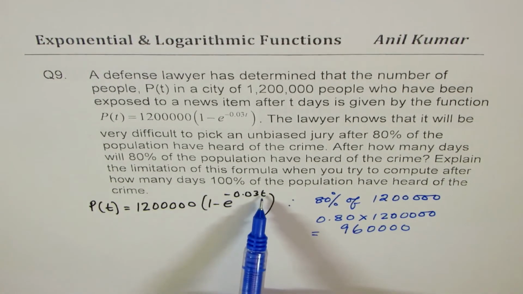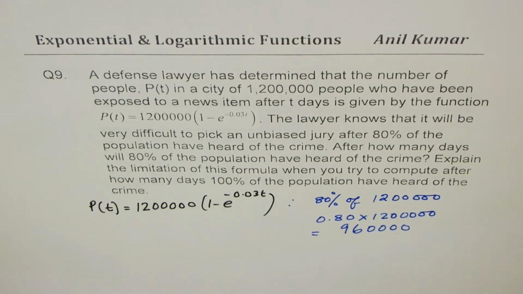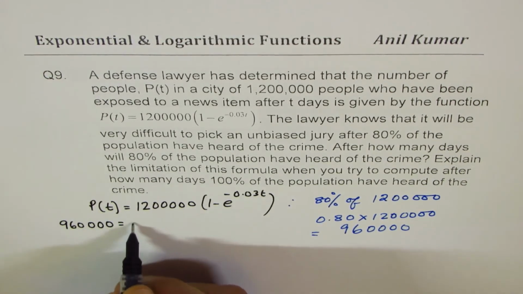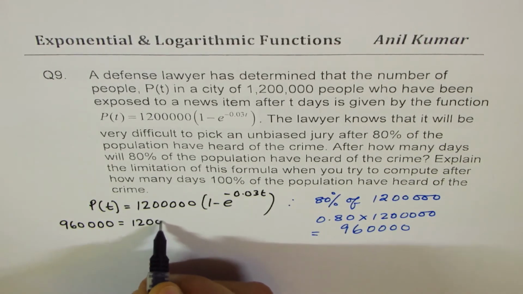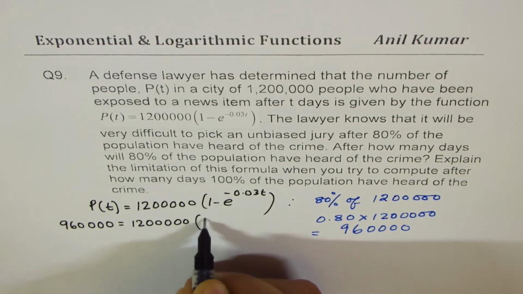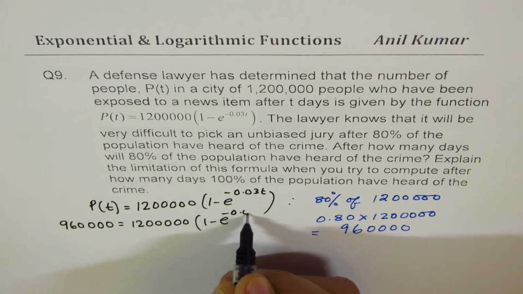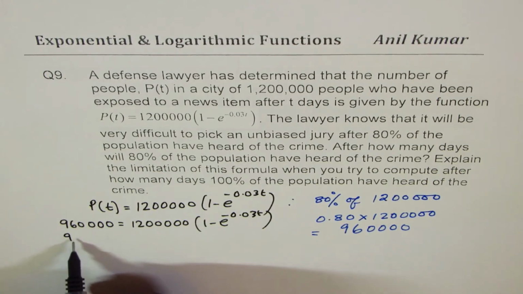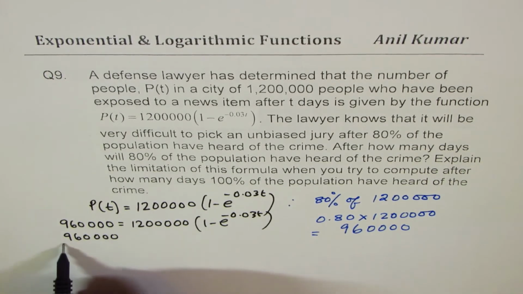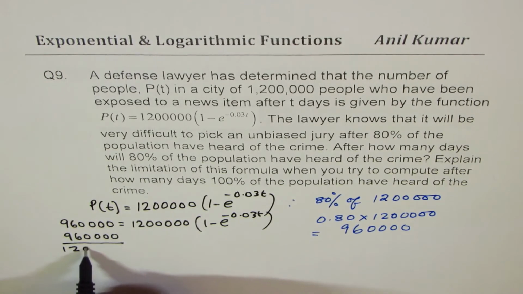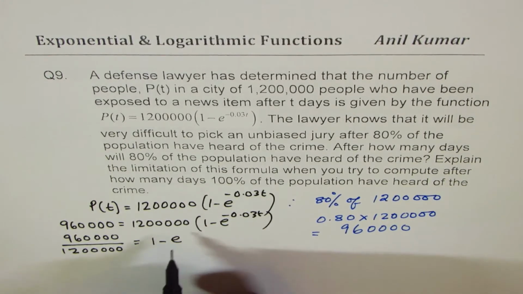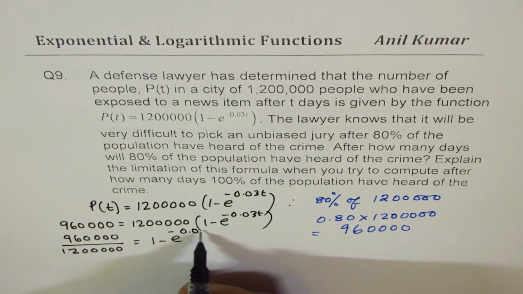So we need to find time, basically rearrange this formula. So we'll replace P(t) with 960,000. So we get 960,000 equals 1,200,000 times (1 minus e to the power of minus 0.03t). So we'll divide this by this. So we get 960,000 divided by 1,200,000 equals 1 minus e to the power of minus 0.03t.